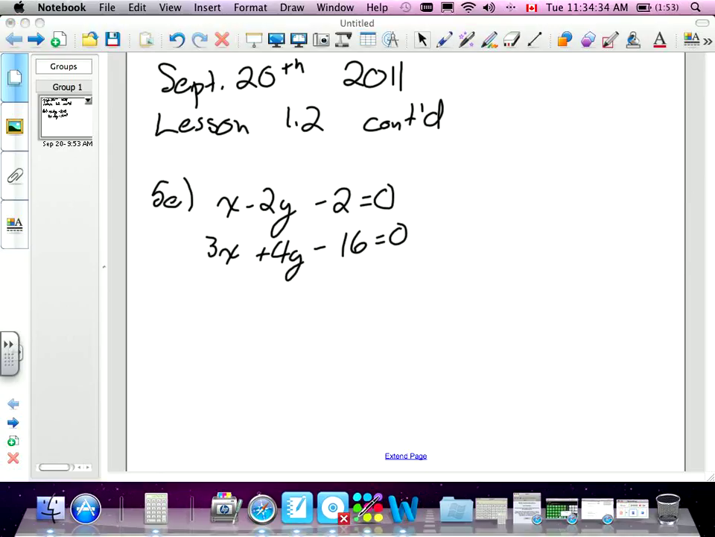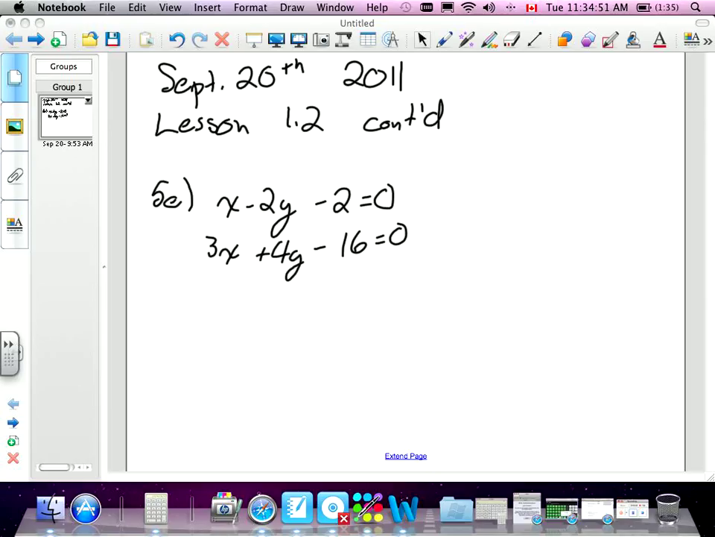Okay, today is September 20th, 2011. We're doing lesson 1.2 continued. I'm going to do 5E from your textbook. And we're going to solve these linear systems. So we're going to find the point of intersection between the two of them by substitution.